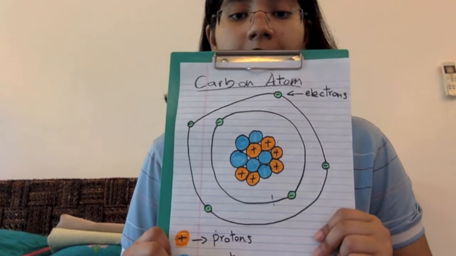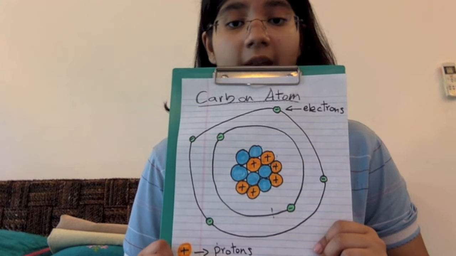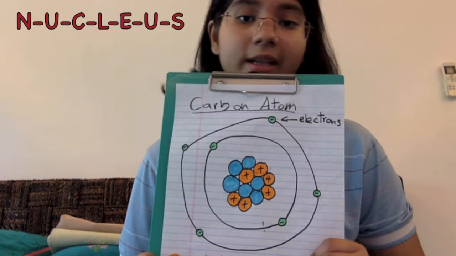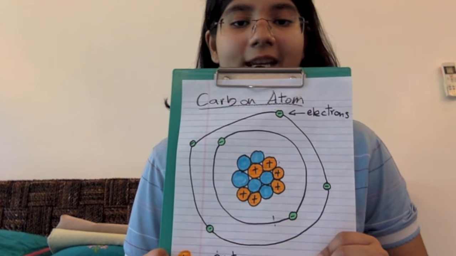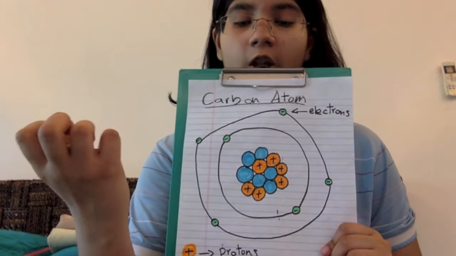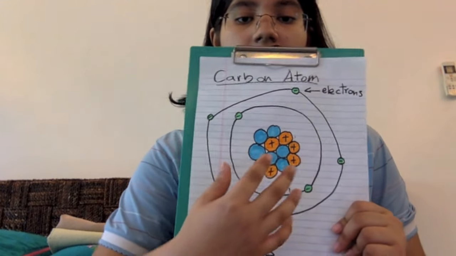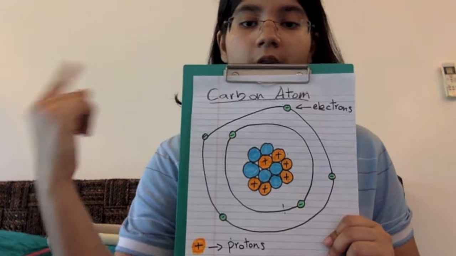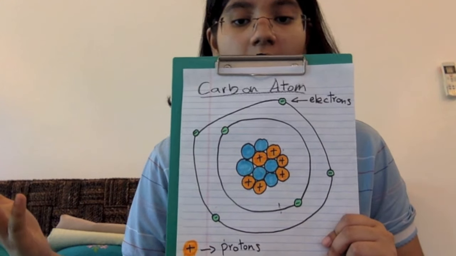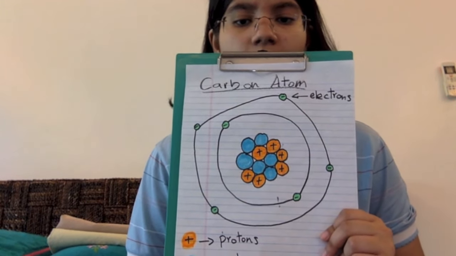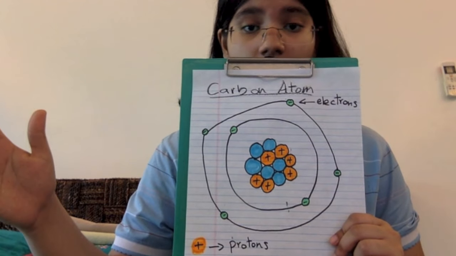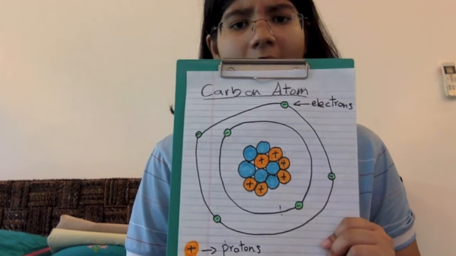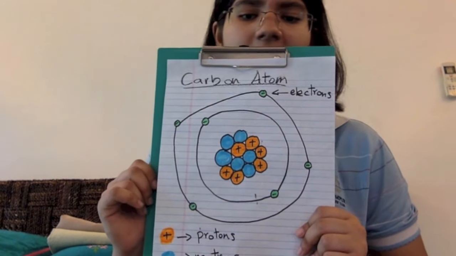Now, the protons and neutrons make up the nucleus of the atom. The nucleus, N-U-C-L-E-U-S, is just a cluster or clump of protons and neutrons in the center of the atom. And what electrons do is they revolve around the nucleus in different layers or shells. You can kind of think about that as the solar system, you know, the planets being the electrons and the sun being the nucleus. That's a vague analogy, but I guess it works.